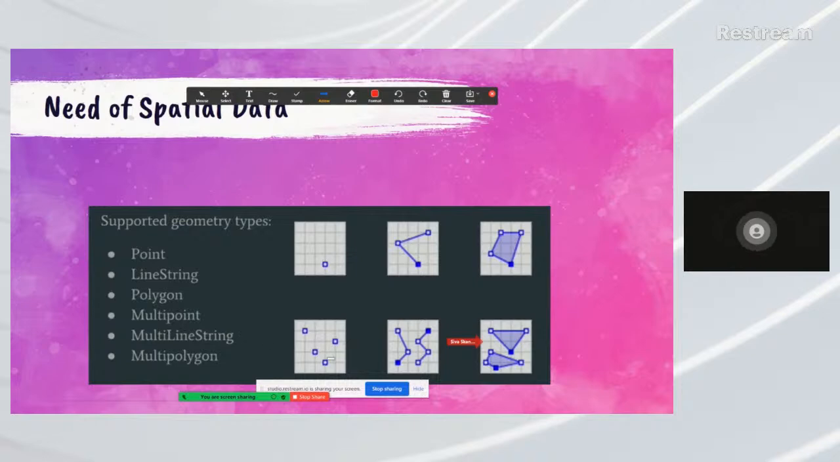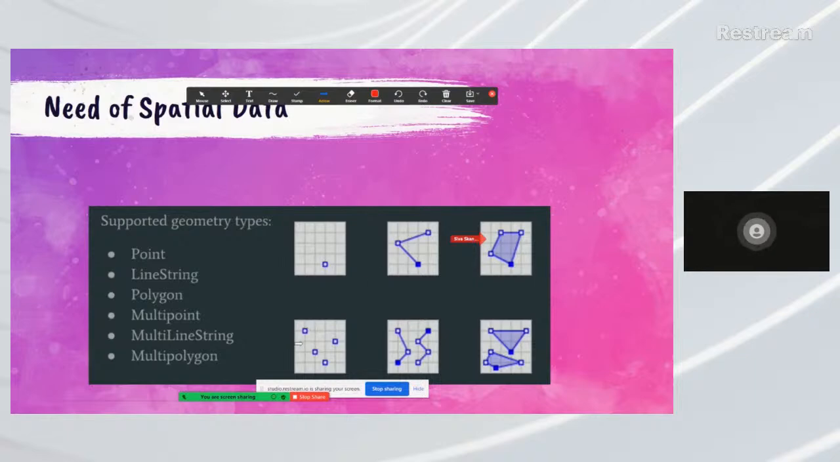So all such types of geometrical shapes will be dealt with using spatial data. So a point means a location on the map. A line string means two or three locations on the map, and this polygon, what we see, is an area on the map.